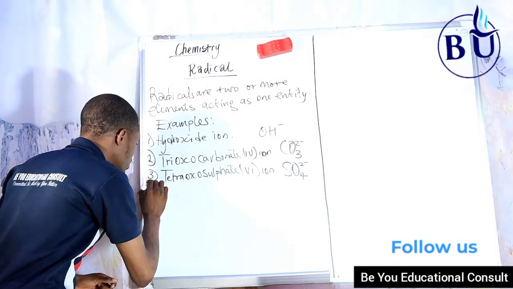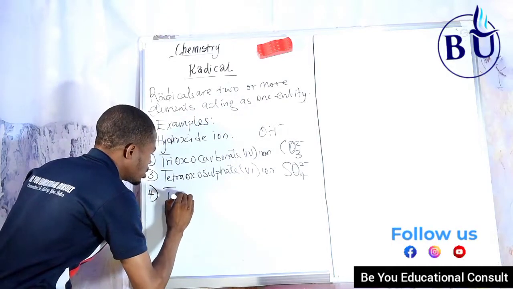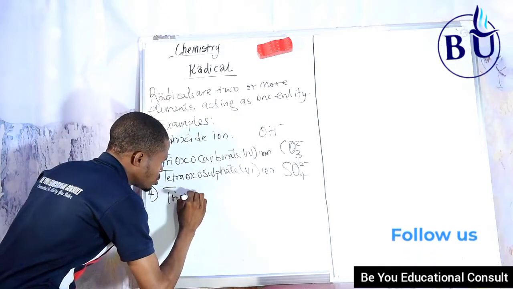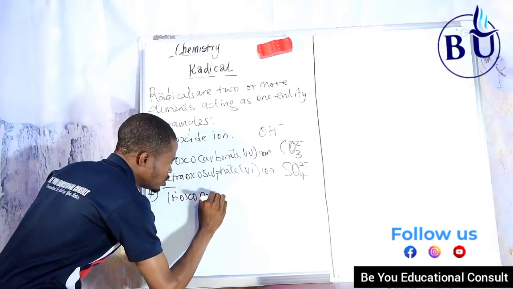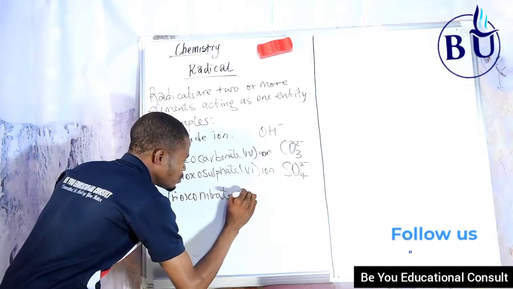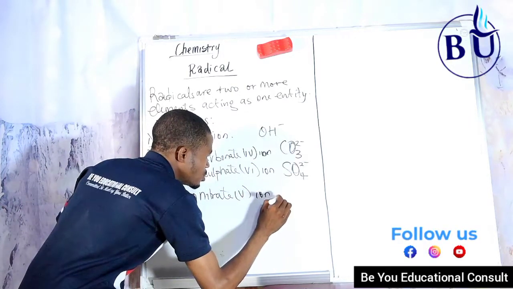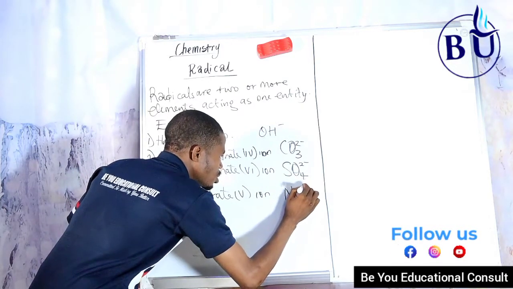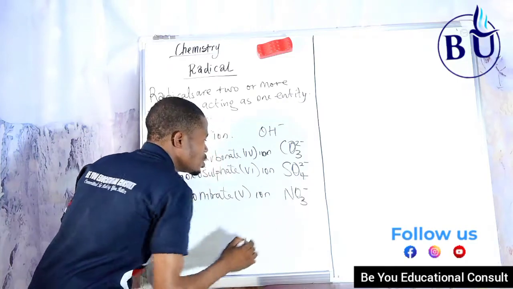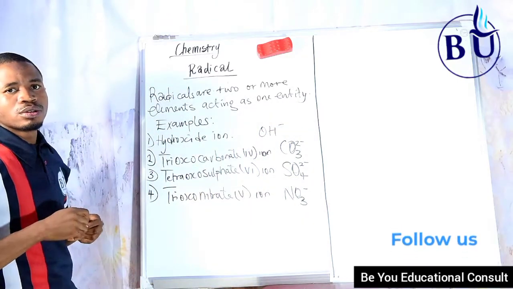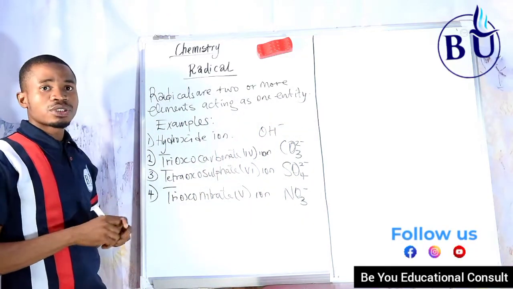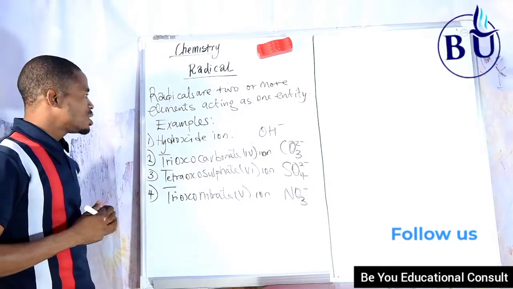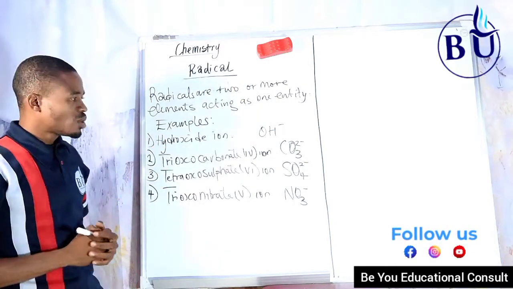Number 4, trioxonitrate(V) ion, which will be represented by this, NO3 minus. This is trioxonitrate(V) ion. So actually these are radicals. You can see that there are two or more elements acting as one entity.